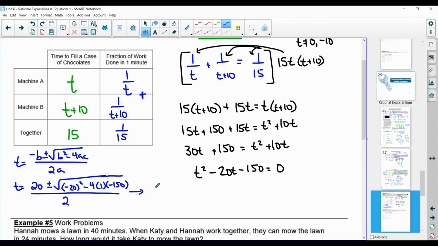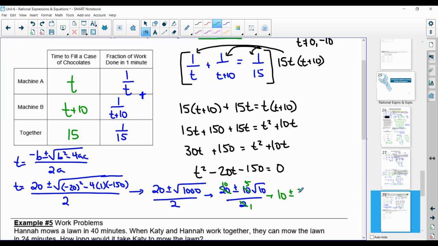So simplifying down, we have 20 plus or minus the square root of 1,000 divided by 2. Now breaking down our square root of 1,000, we would get 10 root 10. So we have 20 plus or minus 10 root 10 divided by 2. And each of those terms can be divided by 2, so that leaves me with 10 and 5 and 1. So we have 10 plus or minus 5 root 10.